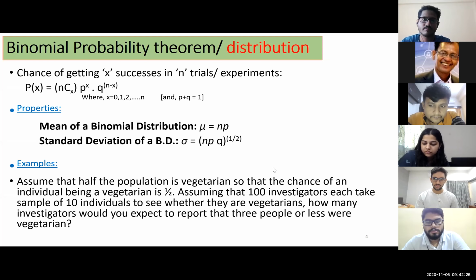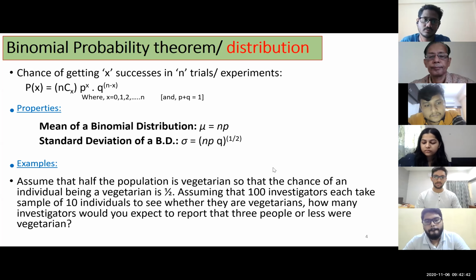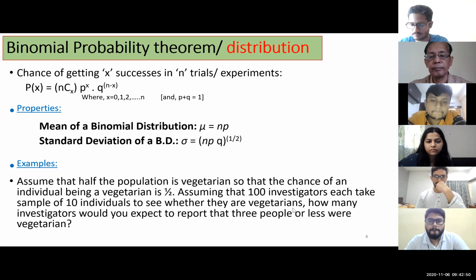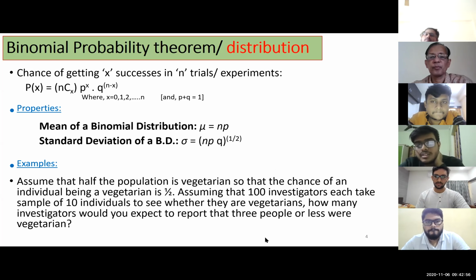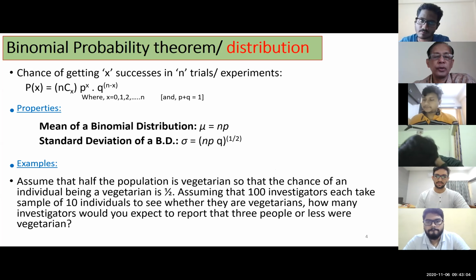Sir, assuming that 100, how many invigilators would you expect to report? Sir, N becomes 10 and X becomes 3 or more than. What is my question? Look at the last beat, what will it be, say the expression. At most 3. What does at most mean? Means from 0 to 3: 0, 1, 2, 3. We will add P0 plus P1 plus P2 plus P3, won't we?